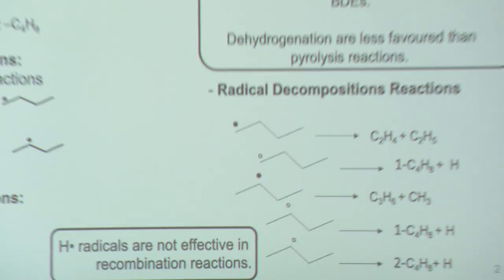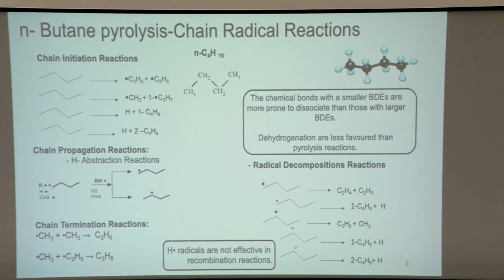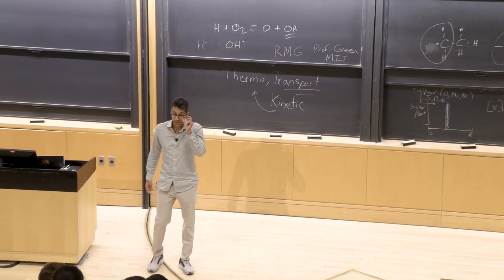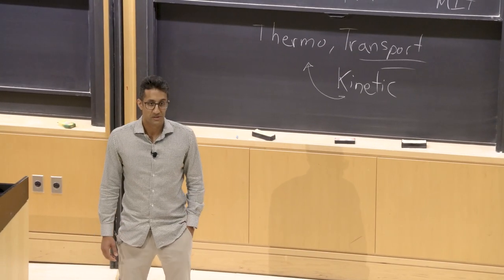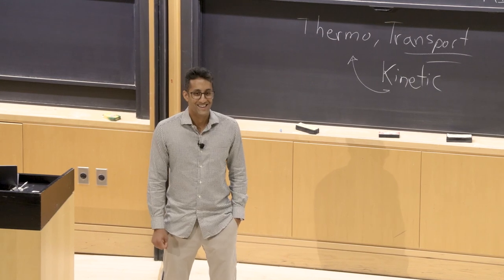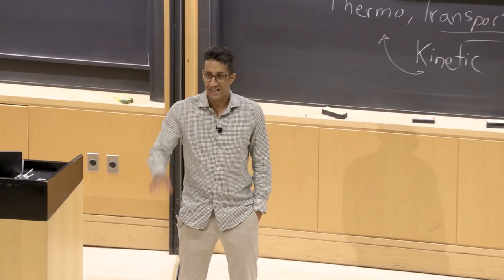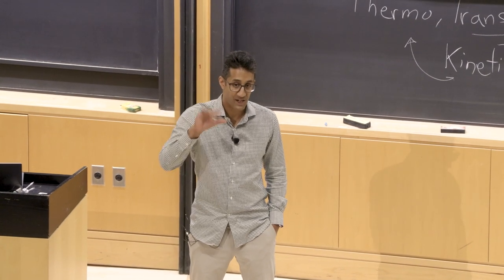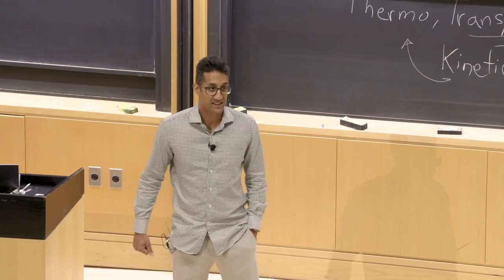Now, the last important part is the kinetics, the rates. Thermal and transport are fine for species. Now, species might be 100, 200, 1,000, but the reactions are always 10 times more than the species. So if we could calculate from quantum chemistry for species, that's already been a challenge. Imagine now for kinetic data actually getting accurate values.